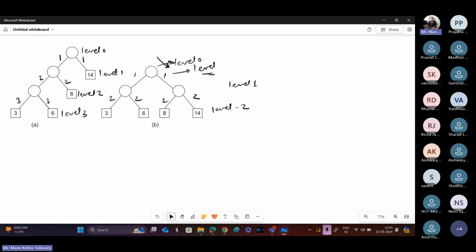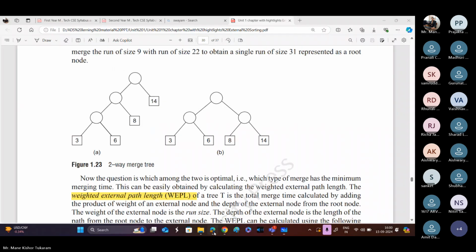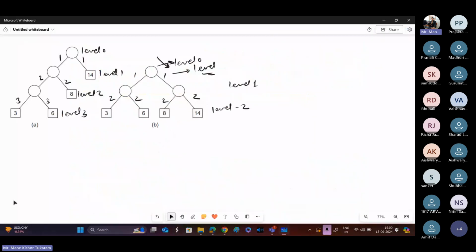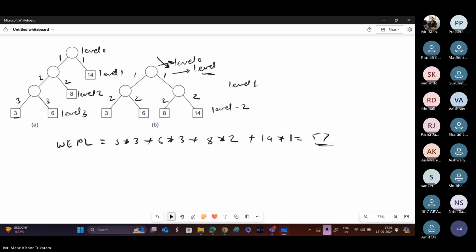Okay, so what is the formula to calculate the WEPL? The formula is the weight of external node i into the depth of the node from the root. Okay, so WEPL is equal to whatever the value into whatever the depth. Okay, आता इथं 3 व्हॅल्यू आहे, तर कुठल्या लेवलला आहे तर तिसऱ्या लेवलला आहे. सो 3 into 3 प्लस 6 into 3 प्लस आता हे 8 कुठल्या लेवलला आहे तर सेकंड. सो 8 into 2 प्लस 14 कुठल्या लेवलला आहे तर 1 लेवलला आहे. सो 14 into 1. So whatever the value is, 57. So this is for this.